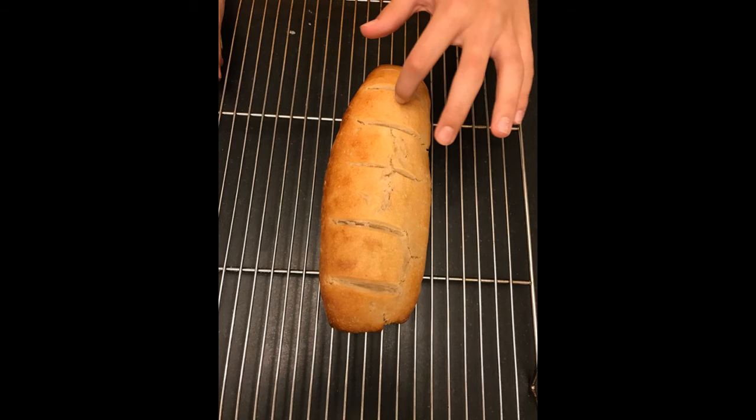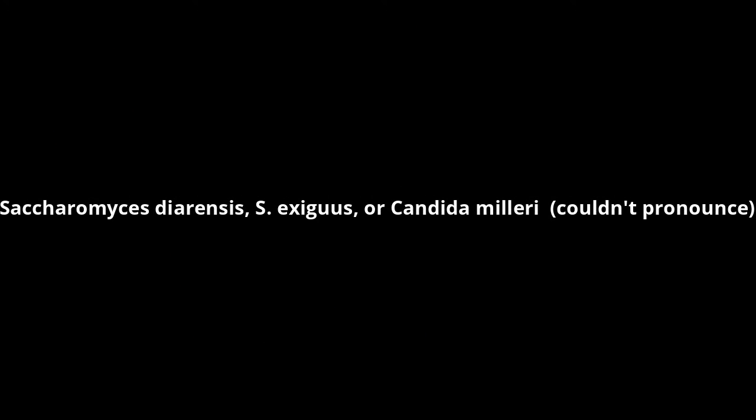There are also a few other different types of yeast: Diarinus, Exiguus, Canadiadamillia, and just plain yeast. Those are the different types of things that are living inside of the starter. And that's what allows the bread to taste and grow how it is and rise.